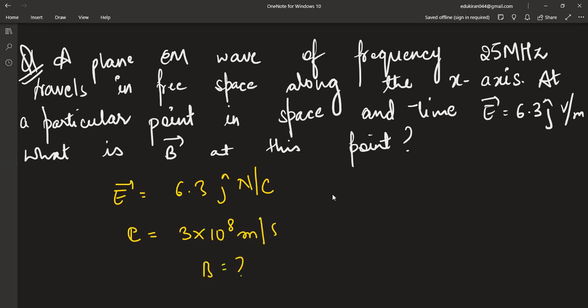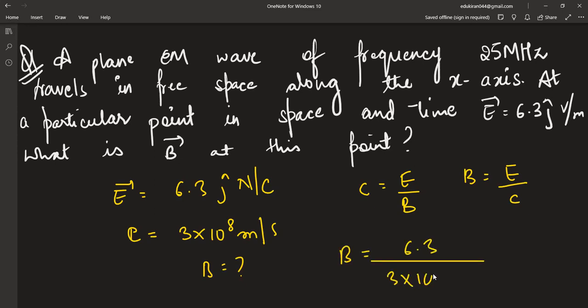What is the magnetic field? There was a relation c is equal to E by B. From here, magnetic field will be equal to electric field divided by speed of light. So magnetic field will be 6.3 divided by 3 into 10 to the power 8 Tesla. So this will be, I think, 2.1 into 10 to the power minus 8 Tesla. This will be the exact value.